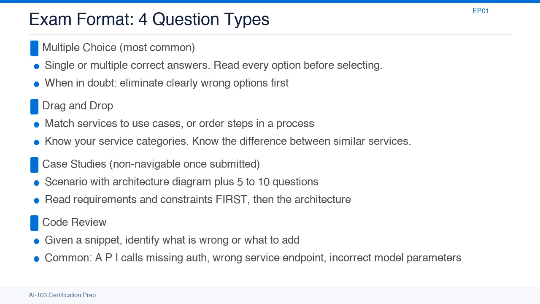Let us look at the 4 question formats you will encounter. Multiple choice is the most common. These can have one or multiple correct answers, so read every option carefully before committing. When in doubt, eliminate clearly wrong options first.